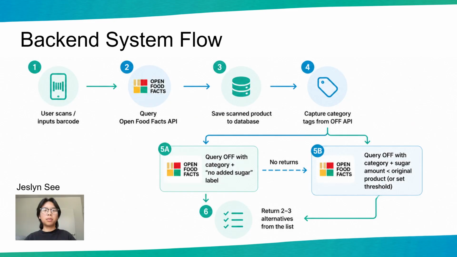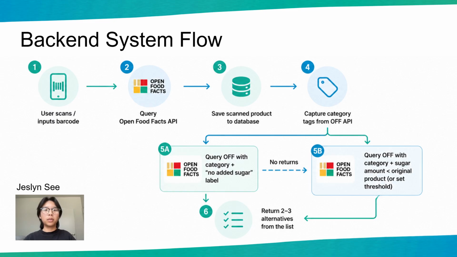I was in charge of implementing our business logic into the backend. So once a user scans or inputs a barcode, we query the Open Food Facts API. This is a crowdsourced and free API. We cache the product details to our database, so for future lookups, it's much quicker.